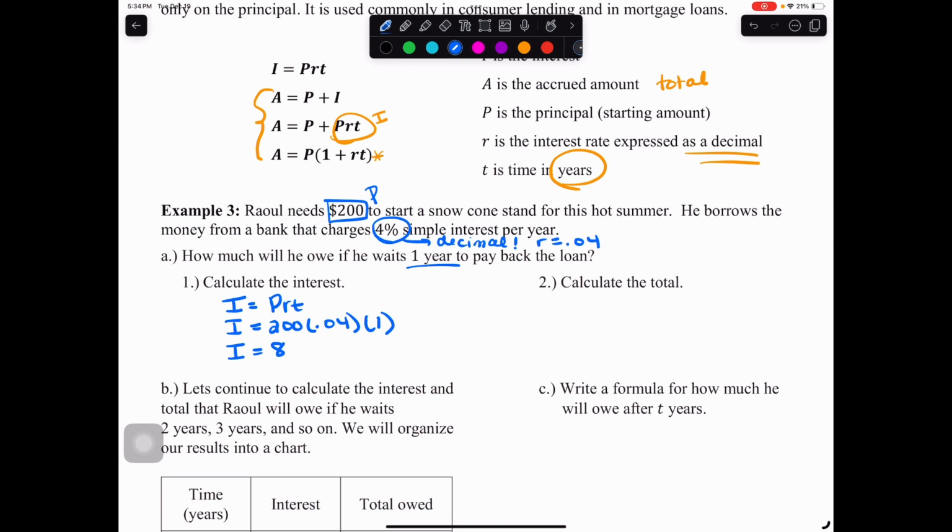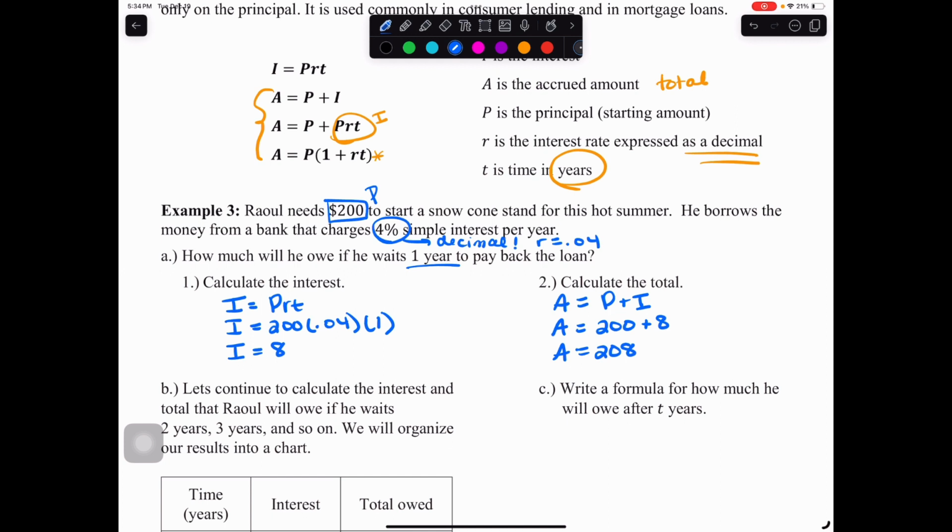Now I can calculate the total by finding the accrued amount, which is equal to the principal plus the interest, because I already know the interest. So the accrued amount, or total, is the 200 I borrowed plus the interest I have to pay, which means I'm going to pay back a total of $208. Now, if you had used the formula A equals P plus PRT, you could have found that in one step. That would be like combining 1 and 2 together.